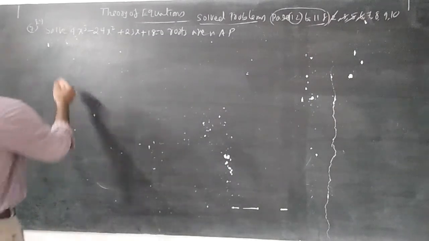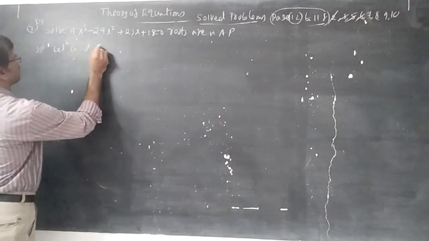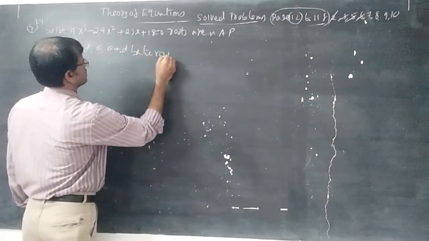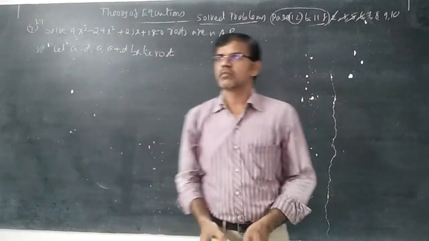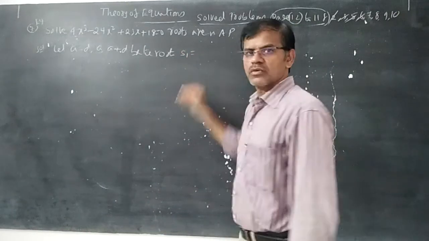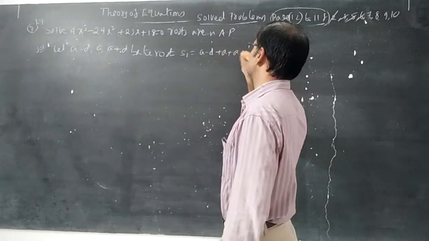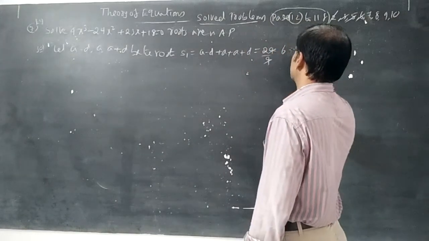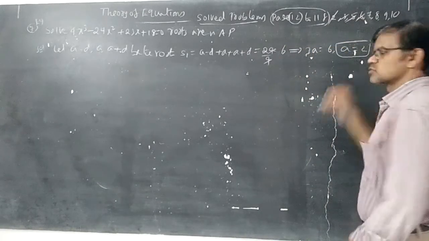If the roots are in AP, we can think let a minus d comma a comma a plus d be the roots. Now, sum of roots S1, we can understand a minus d plus a plus d is equal to 24 by 4, that is 6. That implies 3a is equal to 6. So a is equal to 2 we got.